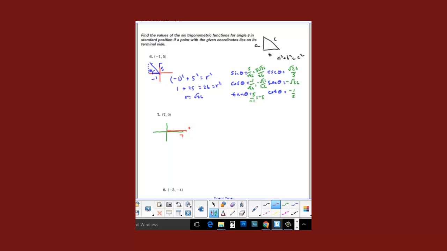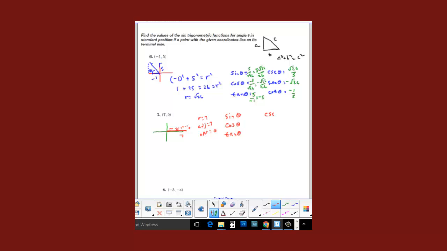For number 6, we have an endpoint at 7, 0. So we pretend it makes a triangle. The opposite side of this triangle is going to have a height of 0. The adjacent side is going to be 7, and the hypotenuse is also going to be 7.